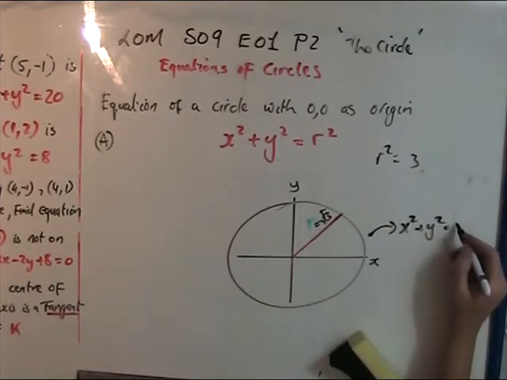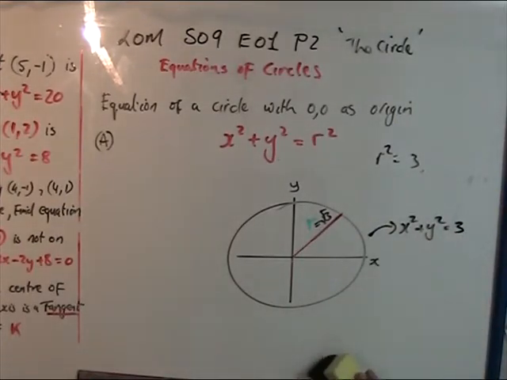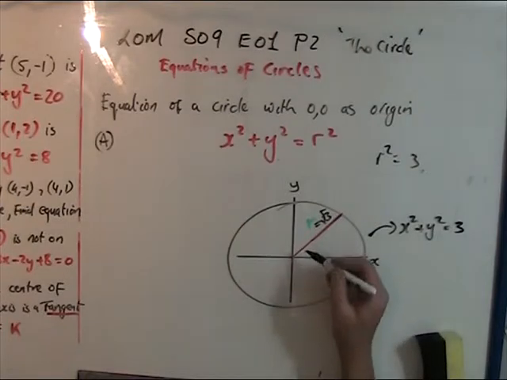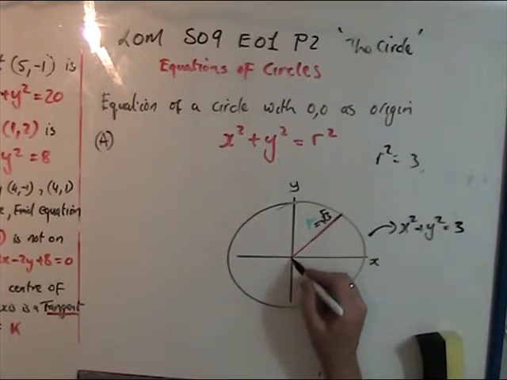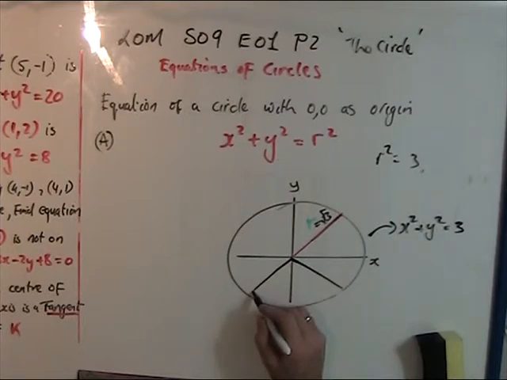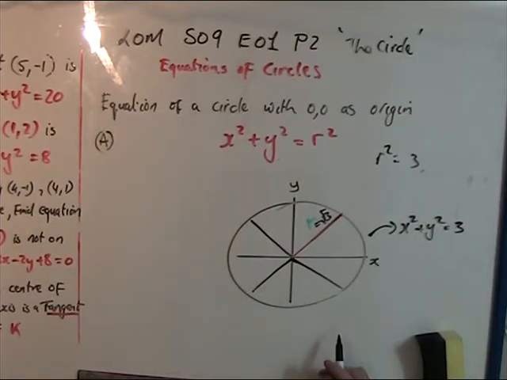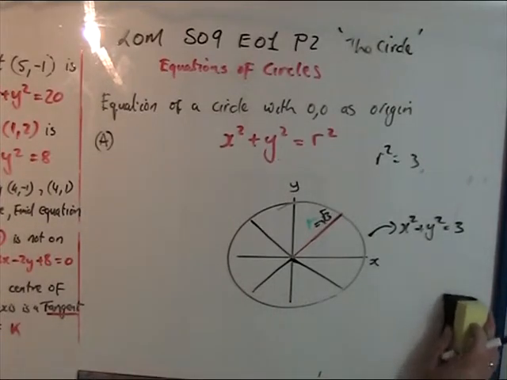Now they play with that r squared, so you have to get used to it. This is the origin, this is the radius. As you know, the radius is the same length from the center over to the circumference. Moving on, I'm going to do the second part, part B.